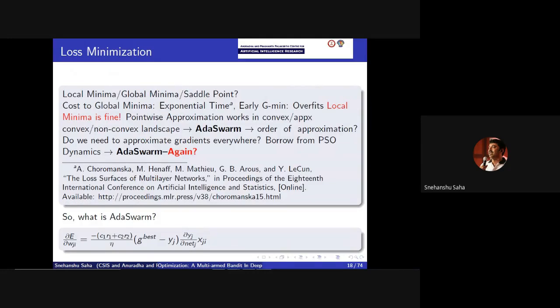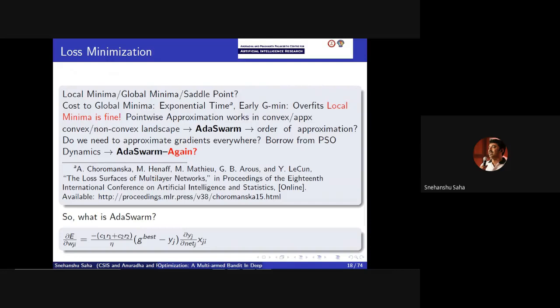So the question is whether it's a local minima, global minima, do we escape saddle points? The answer is yes. So wherever pointwise approximation works, in convex, non-convex, sort of approximately convex landscapes, there is this thing that we want to talk about, which is AdderSwarm.